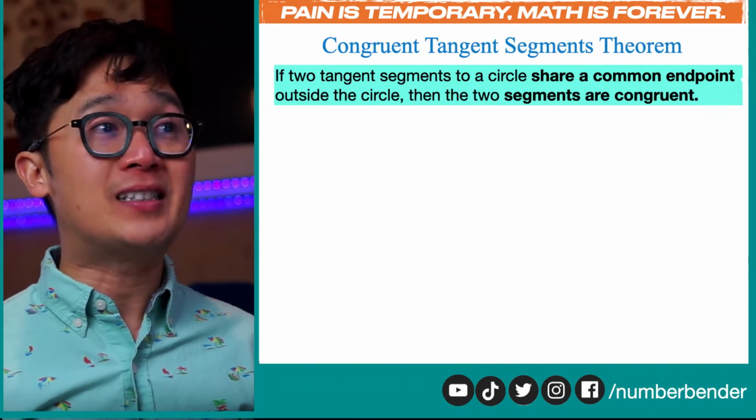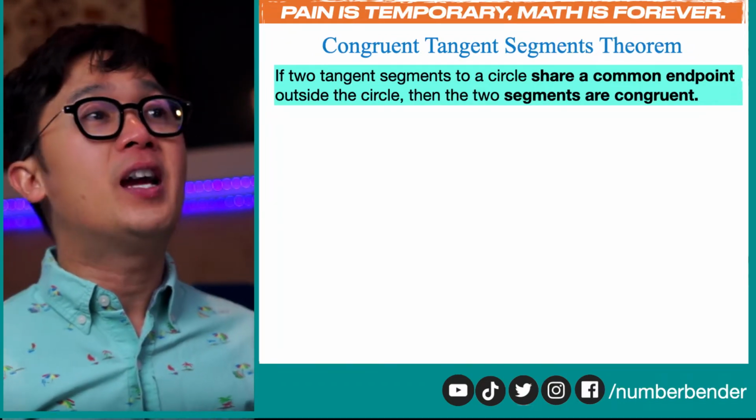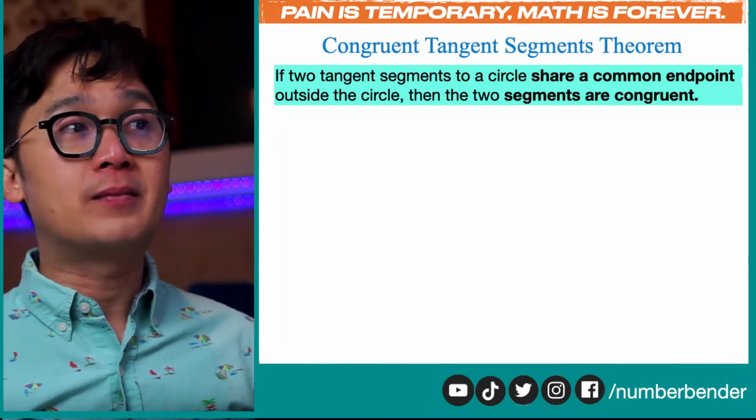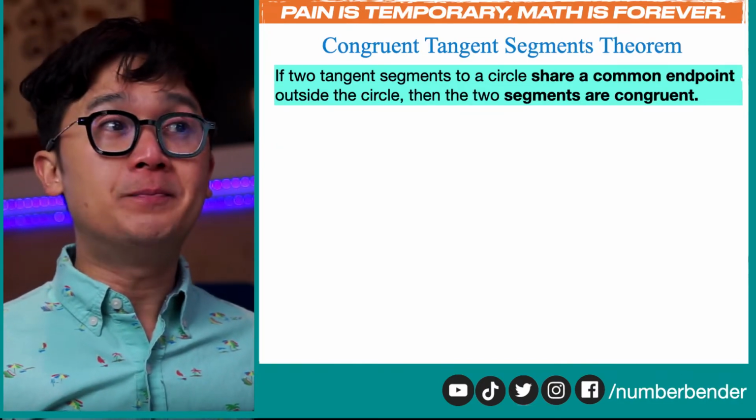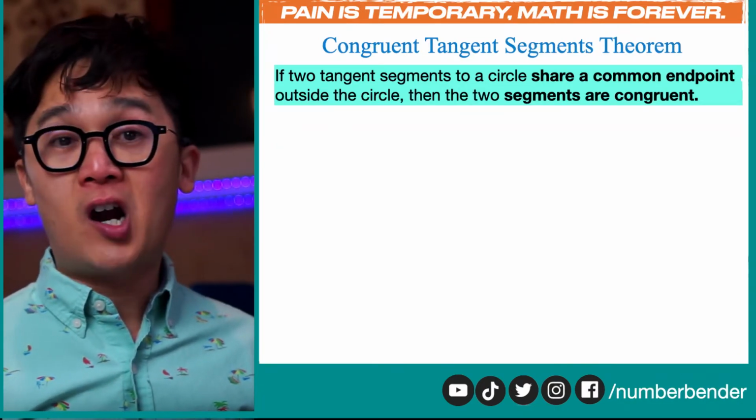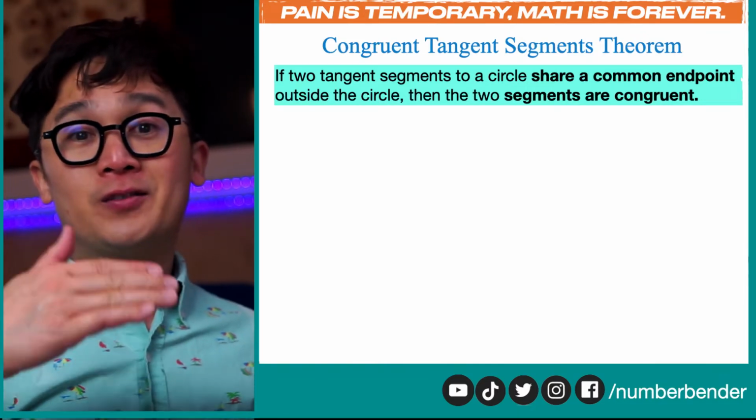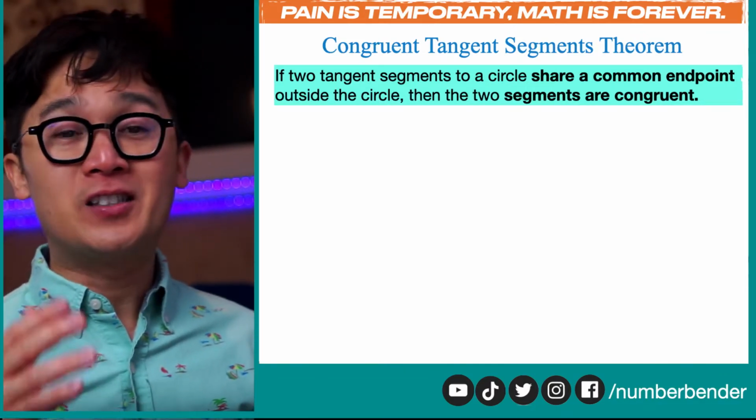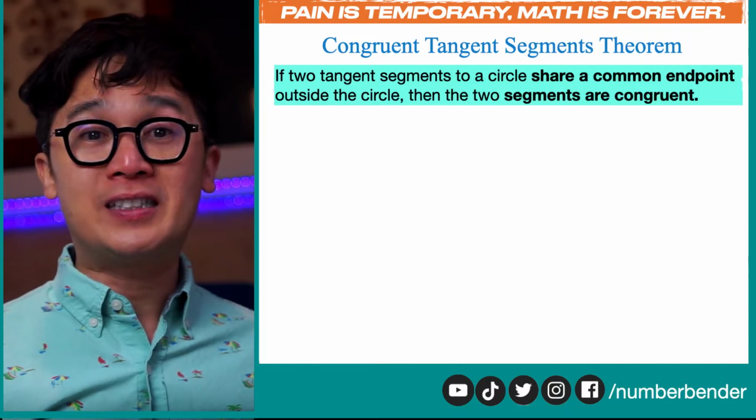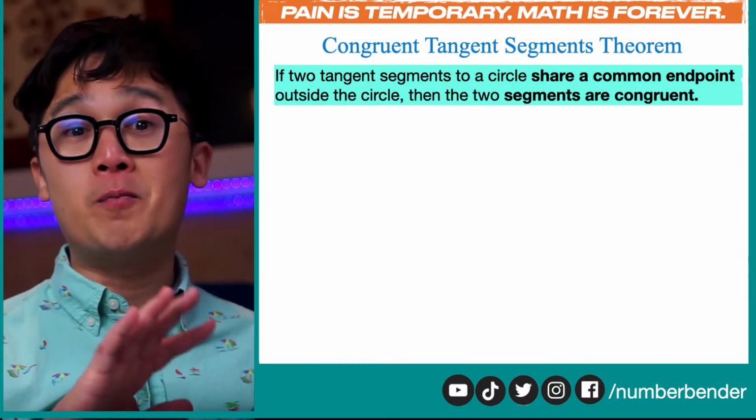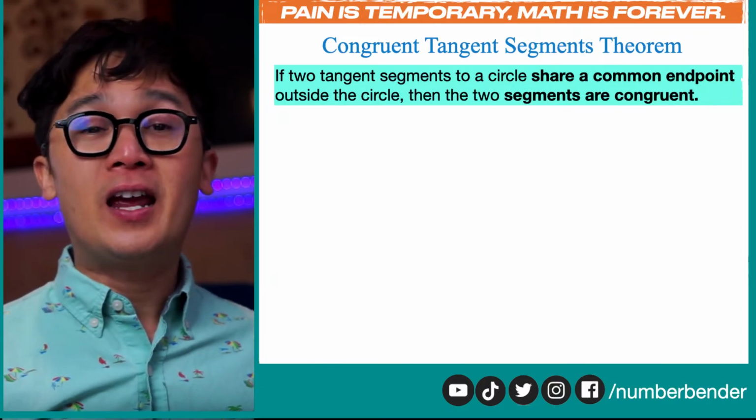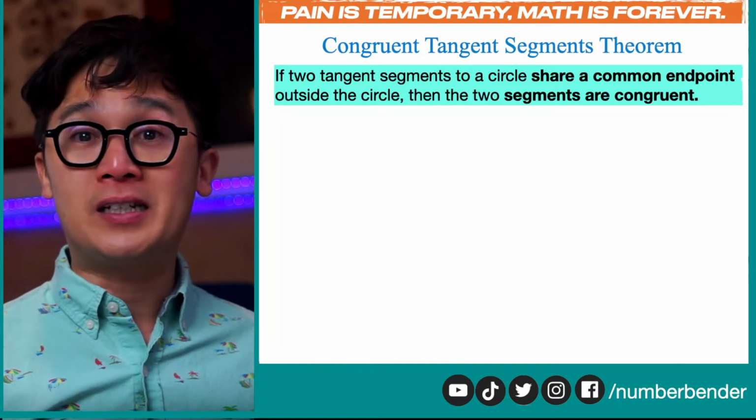Now, let's have the second theorem, which is the congruent tangent segments theorem, which is: if two tangent segments to a circle share a common endpoint outside of the circle, then the two segments are congruent. Too many words? Some of you were able to understand and visualize it, but for most of us, it's a lot easier if we have a diagram for this particular theorem.